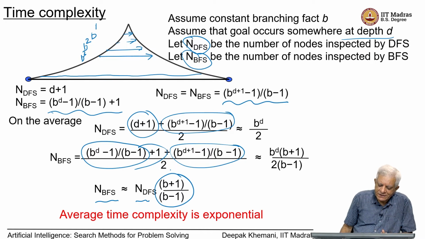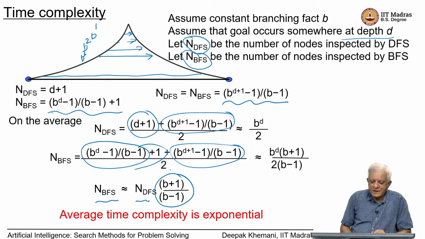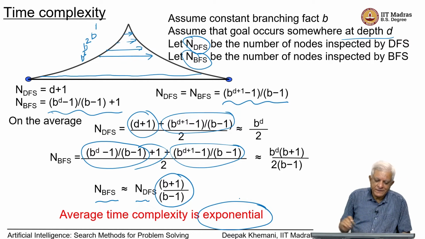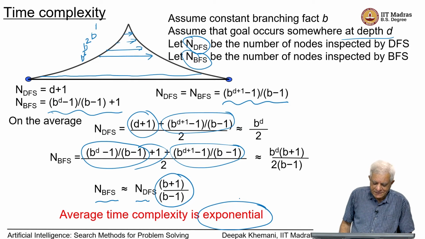How much is that factor? Supposing branching factor is 10, that means 11 by 9 times more essentially. So, the larger the branching factor, the closer their time complexities will become, but the important fact is that they are exponential in nature, and as computer scientists we do not like algorithms which run into exponential times. So, we will need to do something about that.